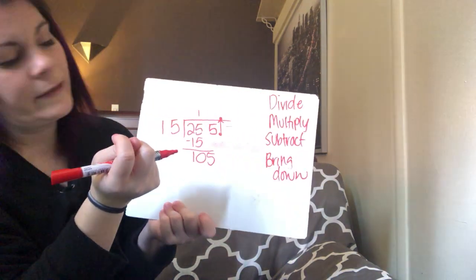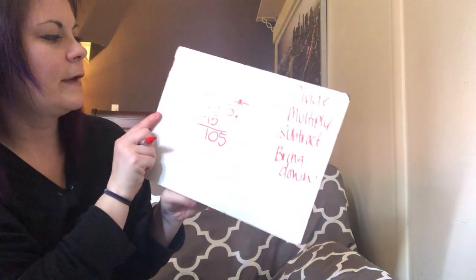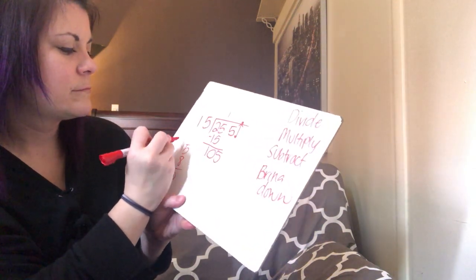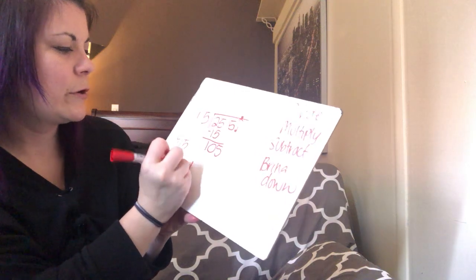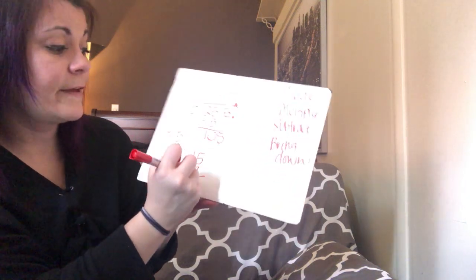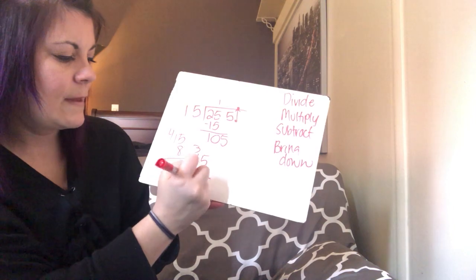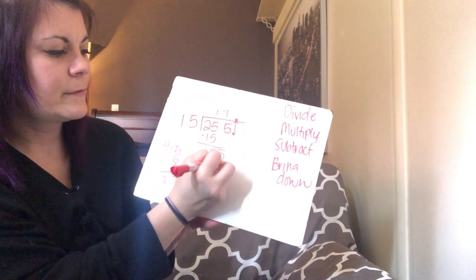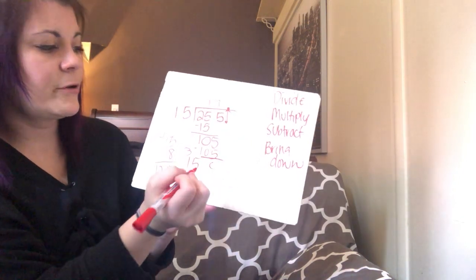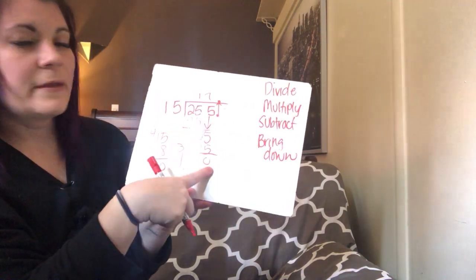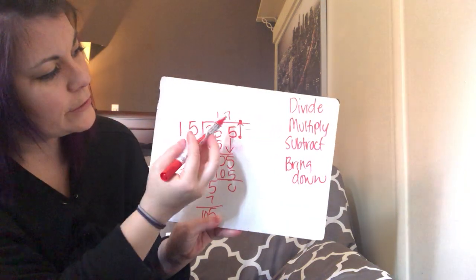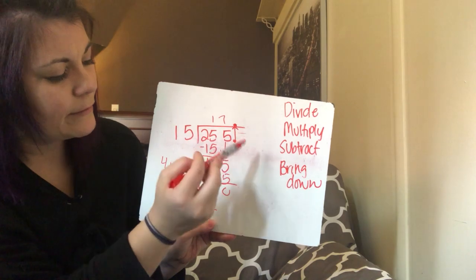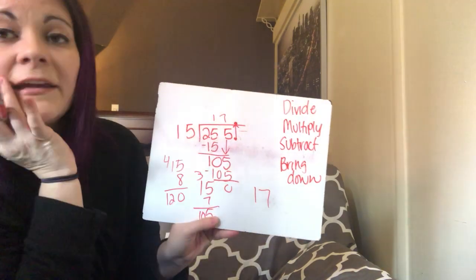And then 15 goes into 105. Let's say 15 times 8. No. 15 times 7. Yeah. 15 times 7 is 105, and nothing else to bring down. 0 is our remainder, so we can stop there. So we don't actually need this decimal because it's at the end and there's no numbers after it, so our answer is just 17.